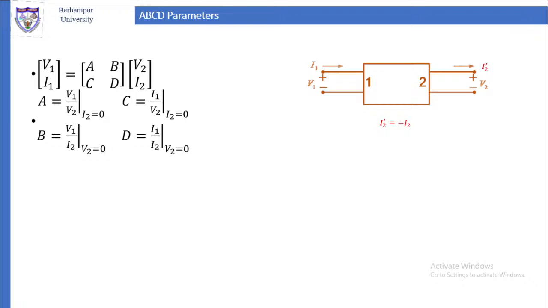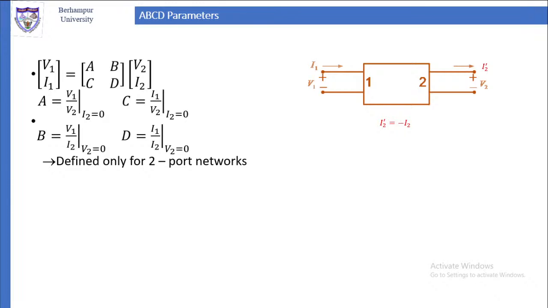Similarly, B will be from this relationship. Again you can find out what is B. Make V2 is equal to 0. V2 is equal to 0 means port 2 is short circuited. So B will be V1 by I2. Similarly, C, make port 2 open circuited. C will be I1 by V2. Then D, make port 2 short circuited. Then D is equal to I1 by I2. So this is how you define the ABCD parameters for a two-port network.